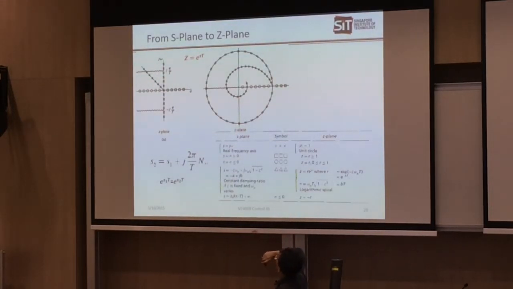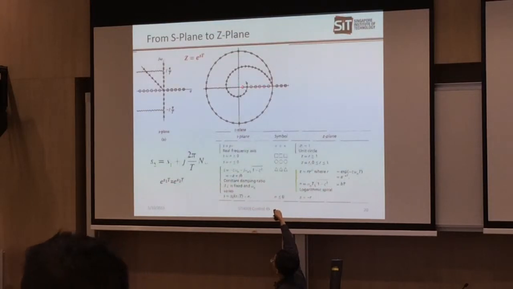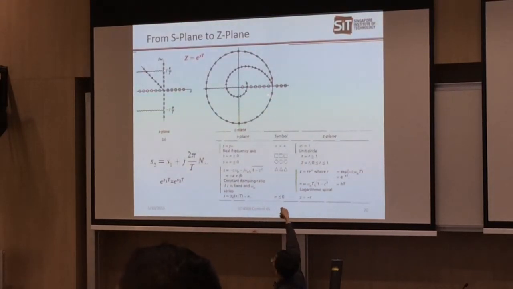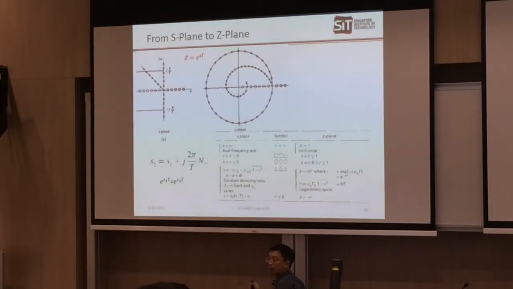Is that right? Okay, then how about the negative real axis? The negative real axis means something real and also less than 0. Then e power sT will be a positive value but less than 1. So you see this half plane maps into this circle. So it will be on the positive real axis but inside the unit circle of the z domain.